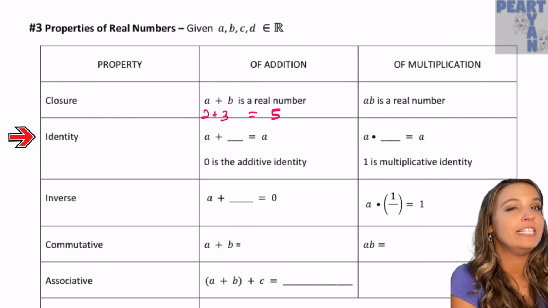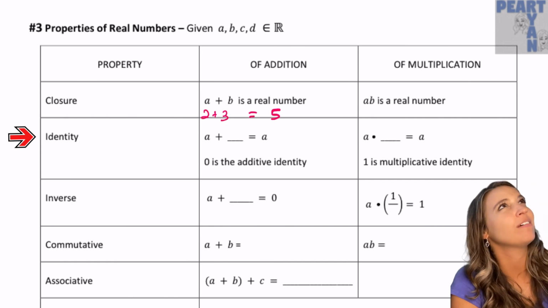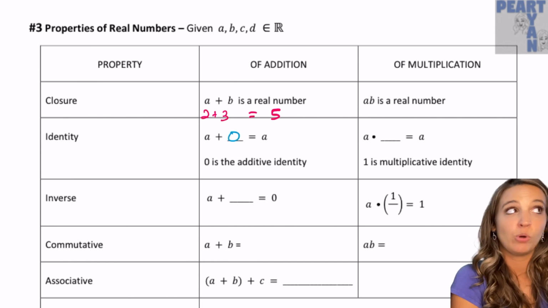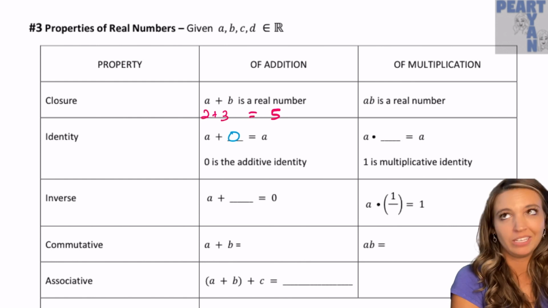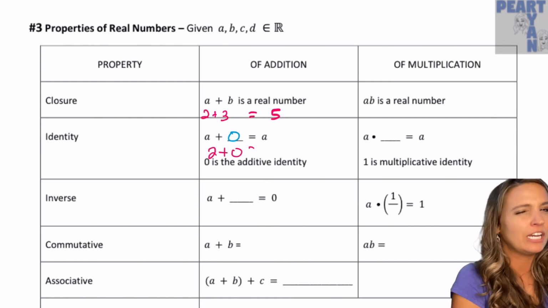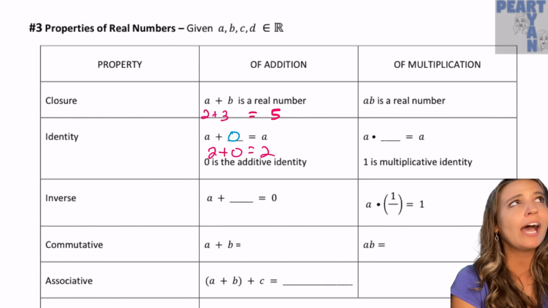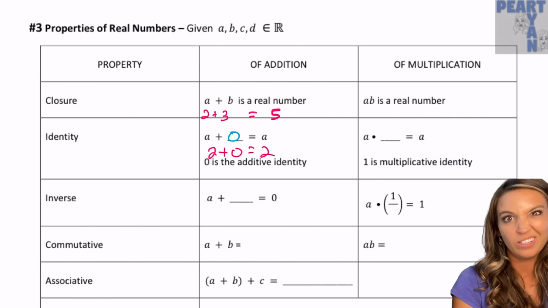Likewise, for multiplication, A times B is also a real number. Identity property of addition. A plus what equals A? Well, A plus 0 equals A. So if A were 2, 2 plus 0 equals 2. That's true. Identity property of multiplication. A times what equals A? Well, A times 1 equals A, just like 2 times 1 equals 2.